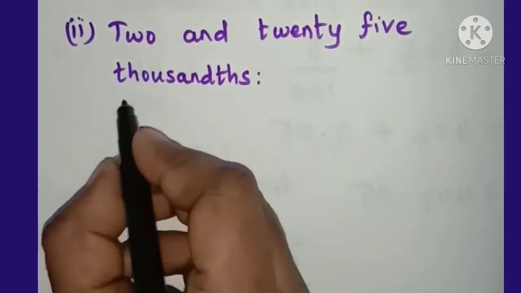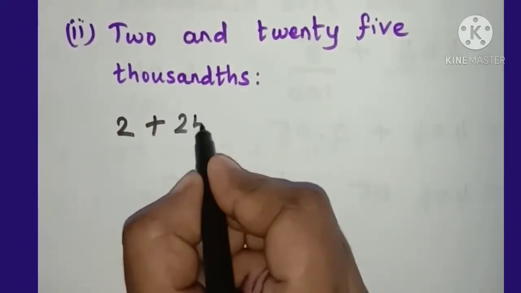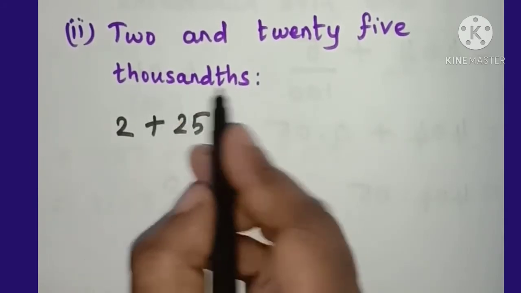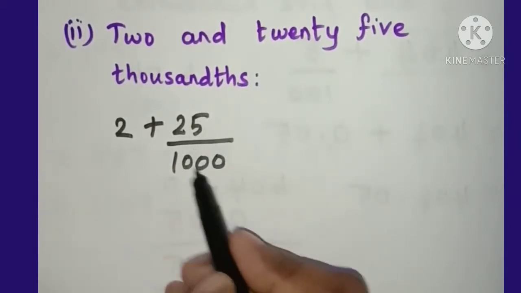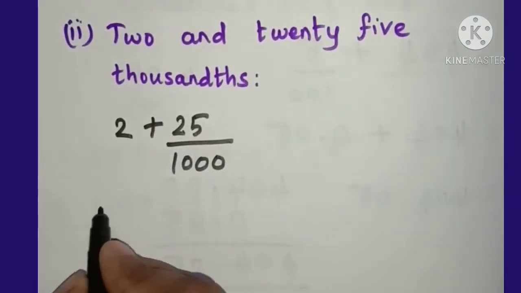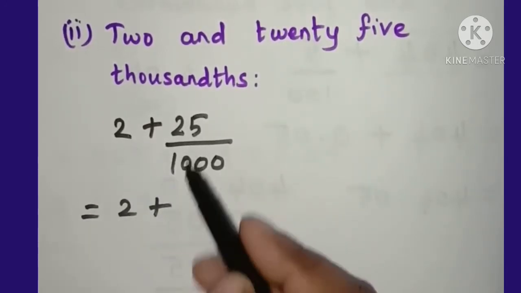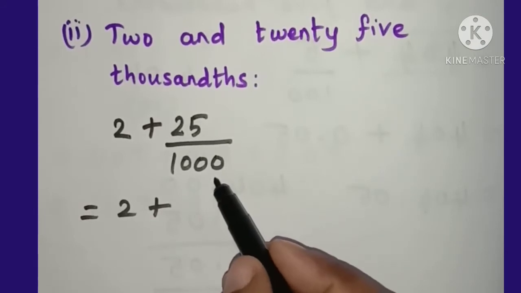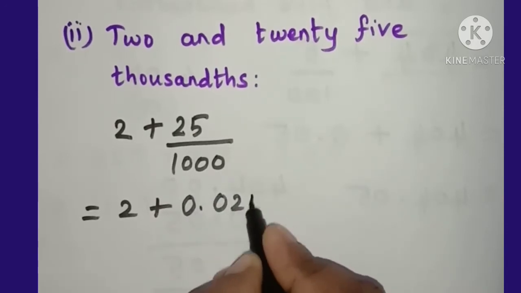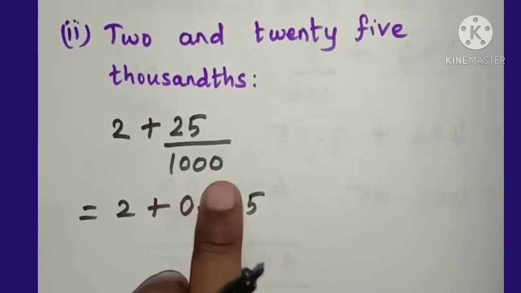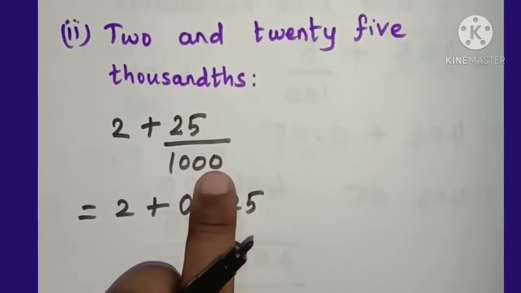So it can be written as 2 and 25 thousandths, which means divided by thousands. So 25 thousandths means 25 by 1000. So in the next step, we can write it as 2 plus 25 by 1000. We can write in the decimal form as 0.025. So when we divide by 1000, we get 0.025. That is, there are 3 zeros in the denominator.